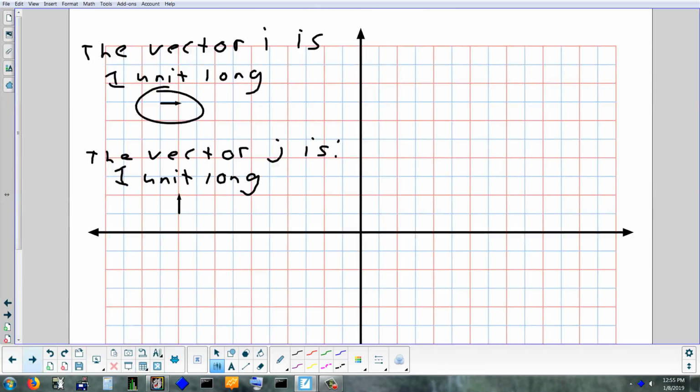Here's a picture of i again. It's 1 unit long, it points right. Here's j. 1 unit long, it points up.